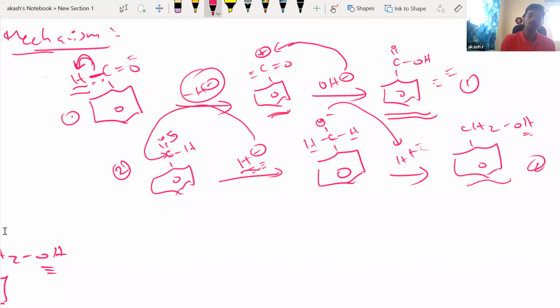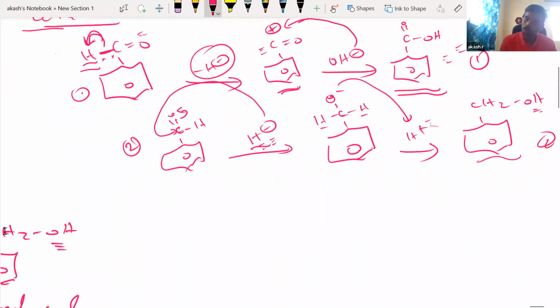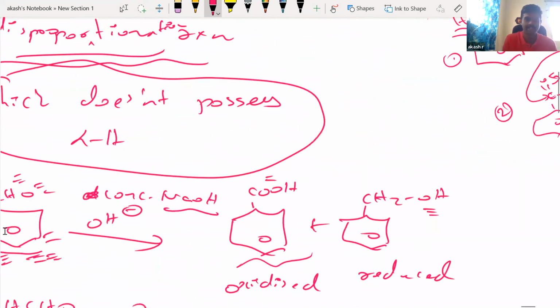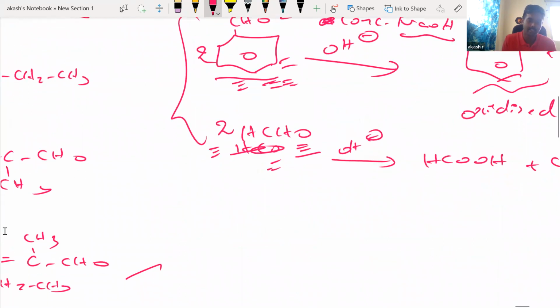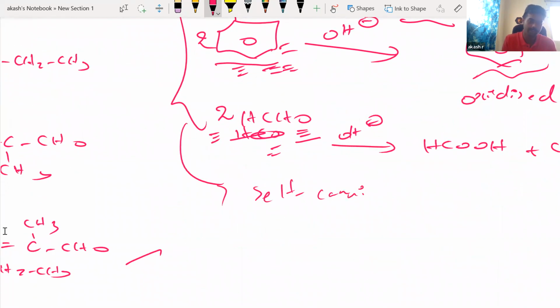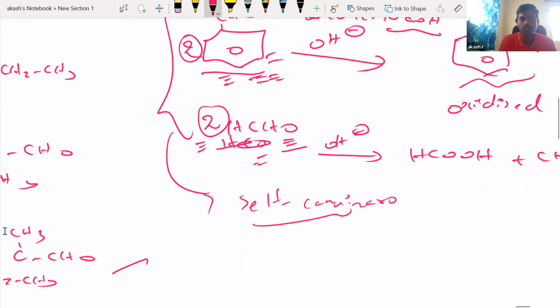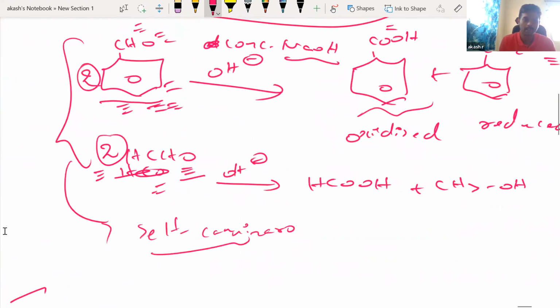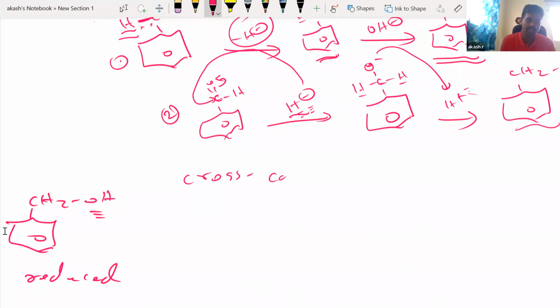Now what you have to understand is, whatever these two reactions that you saw here, both these reactions are examples of self-Cannizzaro reaction. Why self-Cannizzaro? Because you're using two molecules of the same compound. What if I use one molecule of one compound and another molecule of another compound? Now that is what is called cross-Cannizzaro reactions.